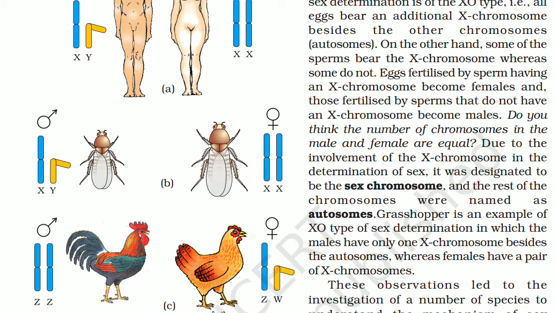After fertilization, due to involvement of the X chromosome in the determination of sex, it was designated to be the sex chromosome. And the rest of the chromosomes were named as autosomes. So grasshopper is an example of X0 type of sex determination in which the males have only one X chromosome besides the autosomes, whereas females have a pair of X chromosomes. This is the case of X0 type of sex determination.